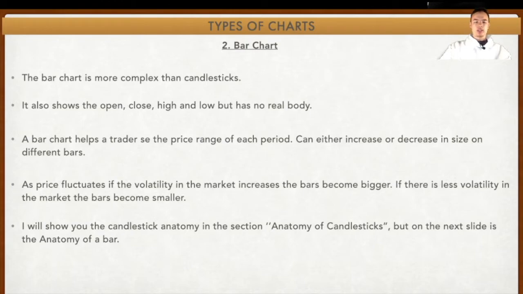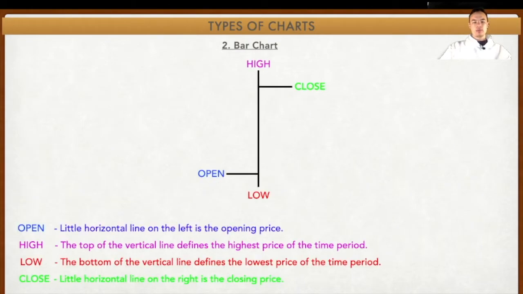Okay, I'll show you the candlestick anatomy, right? Don't worry about that. So this is basically the anatomy of the bar chart. Like I said, I will show you the anatomy of a candlestick in another lesson. So as you can see, the open is on the left side of a bar chart, the close is on the right side, the low, the high. This is exactly how a bar chart looks. I'll get into that now.